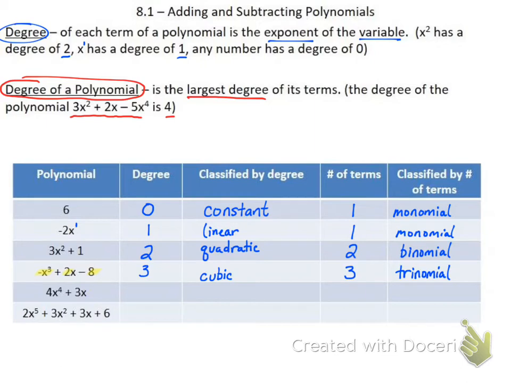And then the second to last one, again, the biggest exponent is a 4. So that's going to be a quartic function. There are 2 things being added together, which means, again, it is a binomial. And then the last one, biggest exponent is 5. So it's going to be a quintic function.